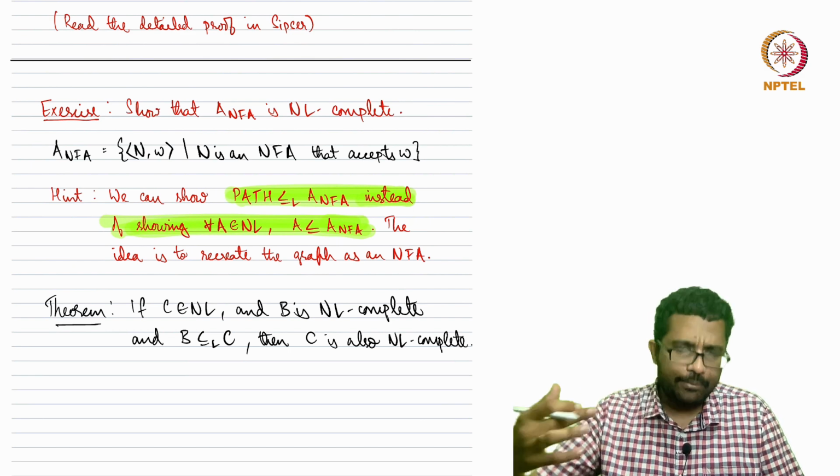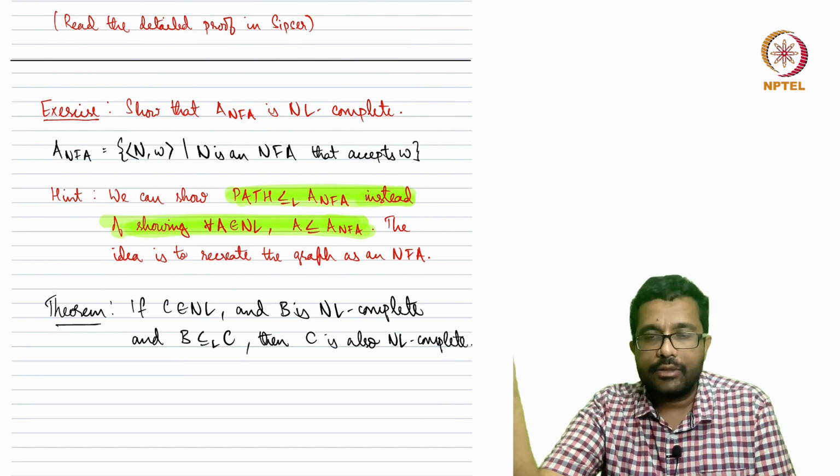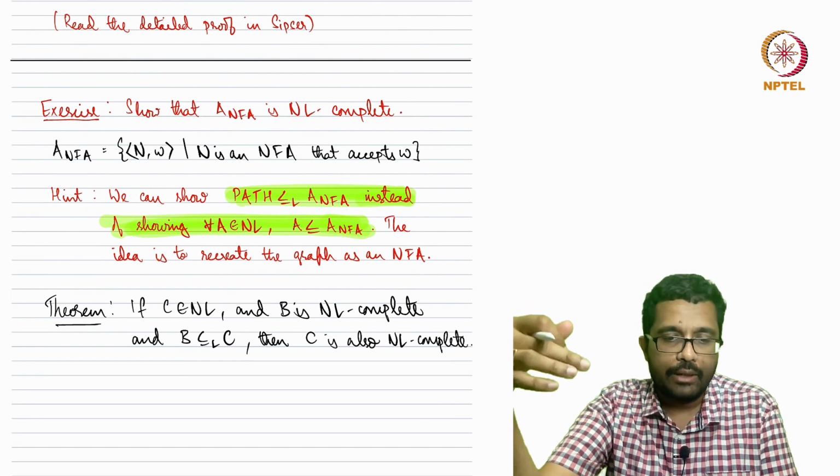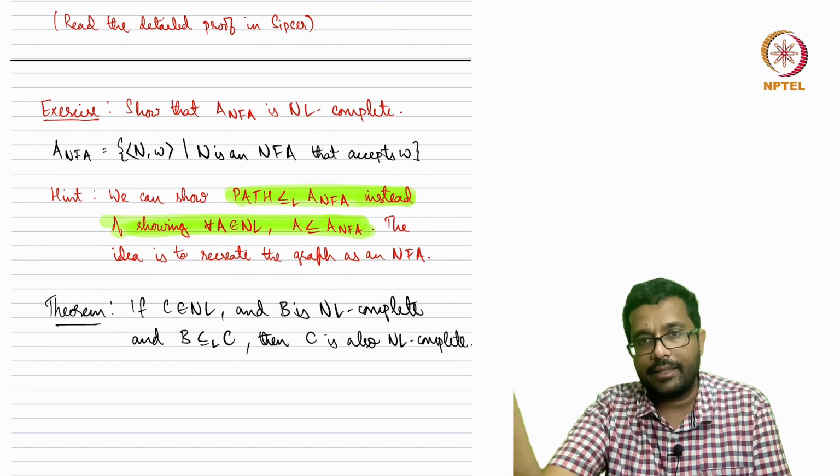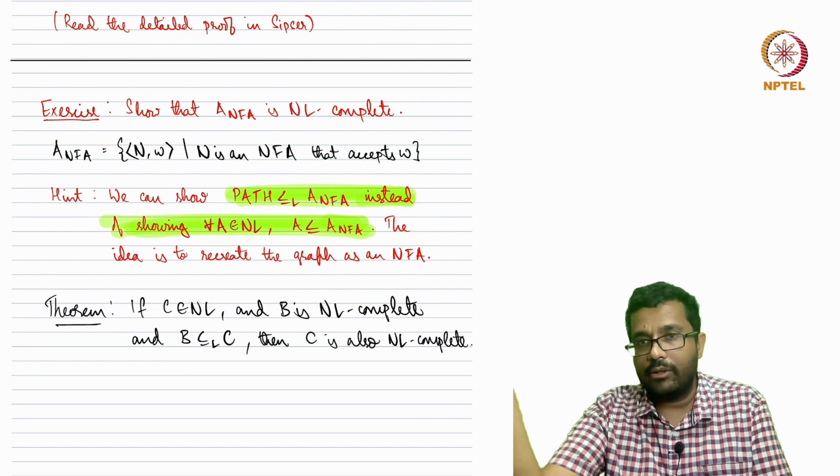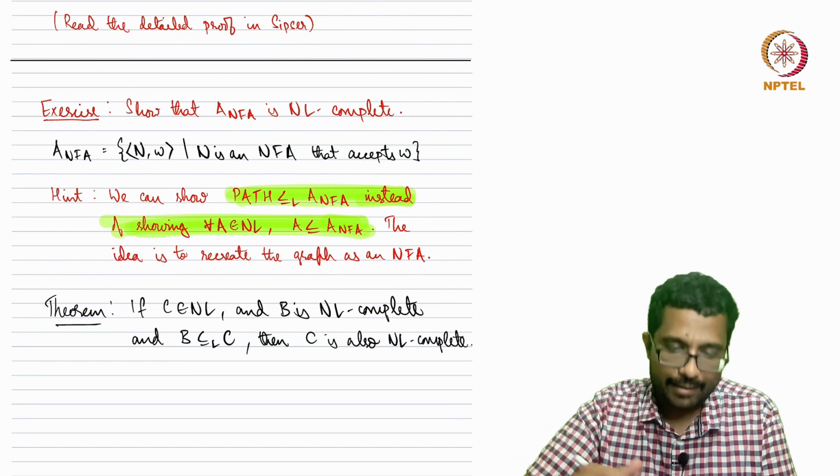A-NFA. Right? So we use the same thing for showing NP completeness of various problems. Once we showed that SAT was NP complete, we just reduced from SAT or something that we already knew, like clique or something. So the same idea extends here as well.